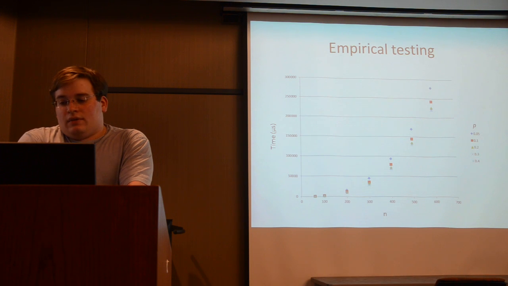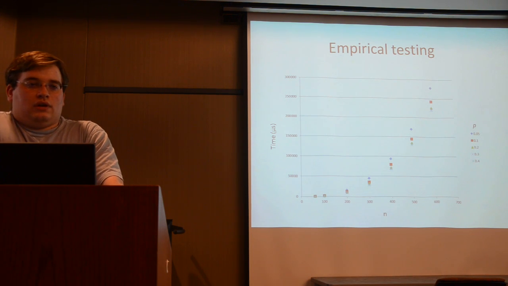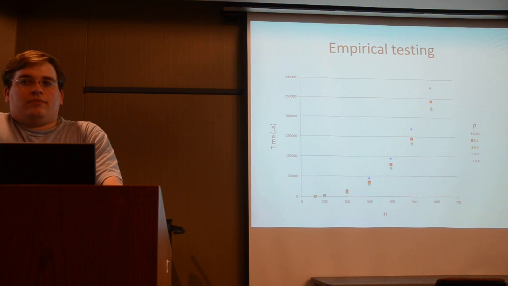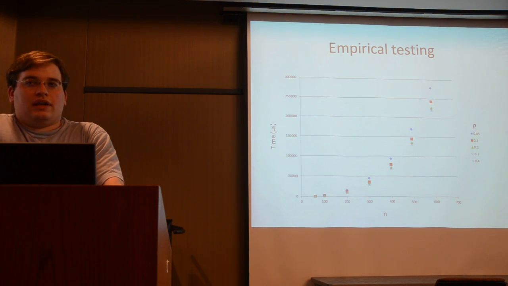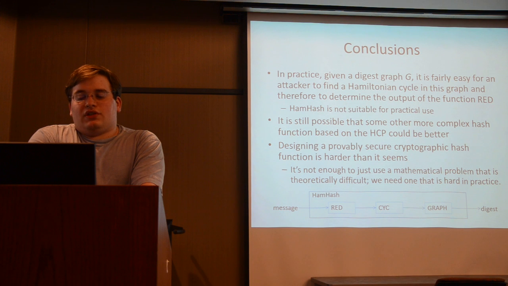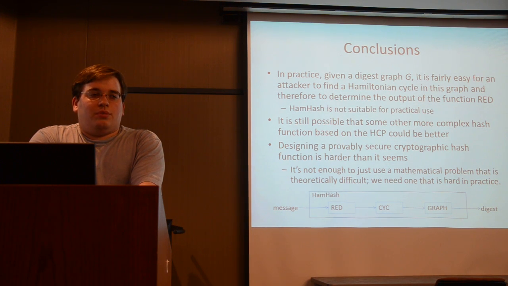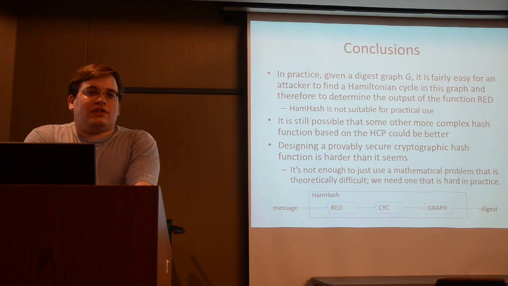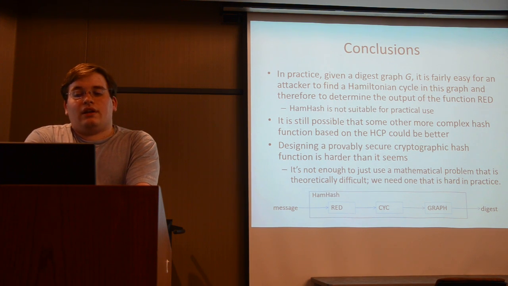For instance, you can see we tested graphs of 600 nodes, but for a graph of 600 nodes, the digest of the hash function ends up being several kilobytes or something. It's pretty huge compared to just about any practically used hash function. So it's possible that there could be some other hash function based on the Hamiltonian cycle problem. Maybe it's possible to find specific cases of the problem and use those, but it seems kind of unlikely. Based on the research that we've read, for any specific type of graph, you can tailor an algorithm to quickly find a Hamiltonian cycle in it.